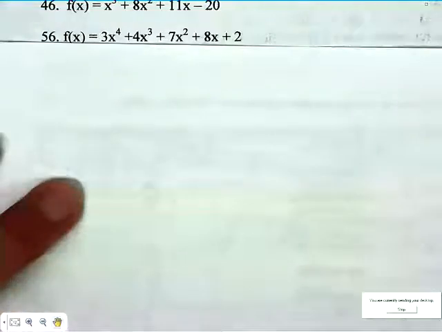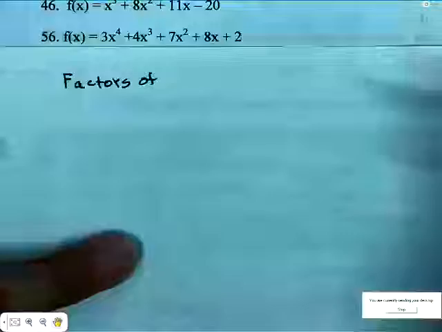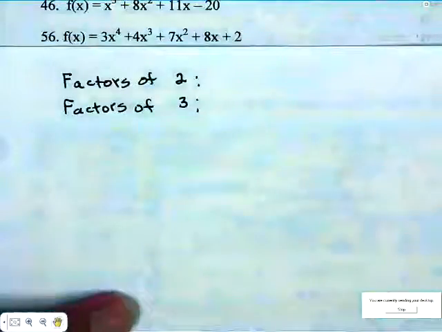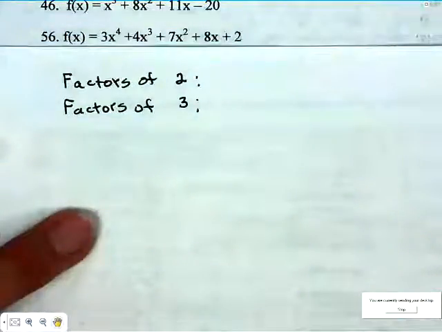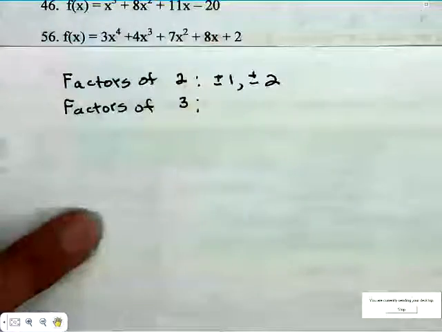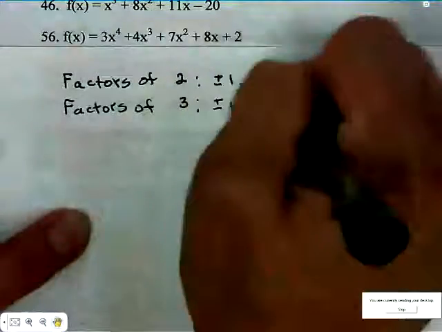I just need to list my factors of the constant, which is 2, and the factors of the leading coefficient, that's 3. The factors of 2 are just plus or minus 1 and plus or minus 2. The factors of 3 are plus or minus 1 and plus or minus 3.